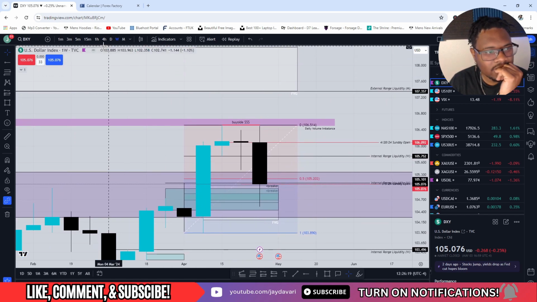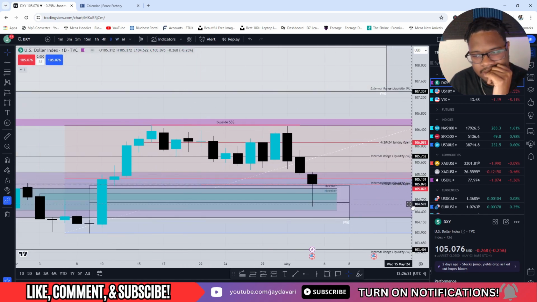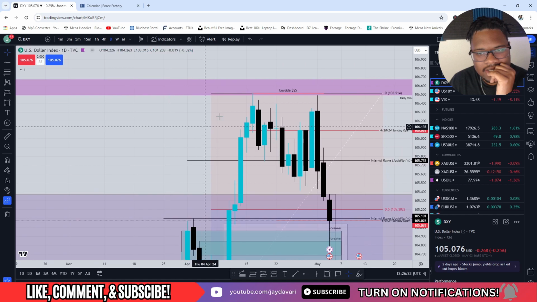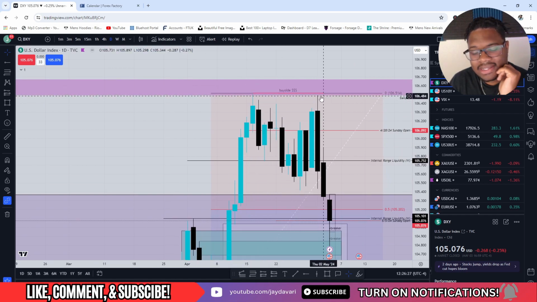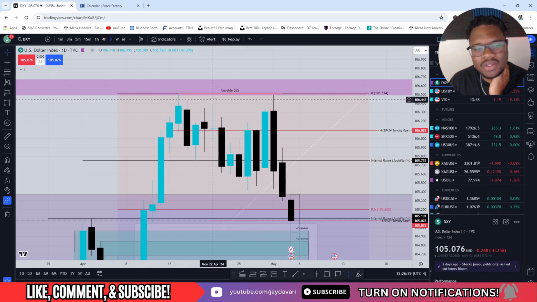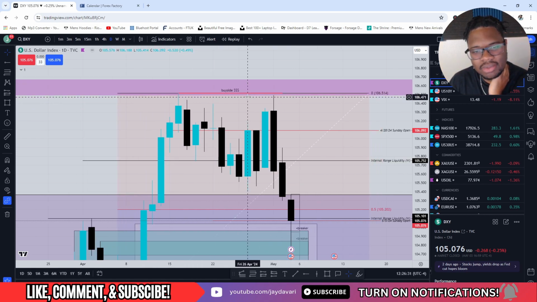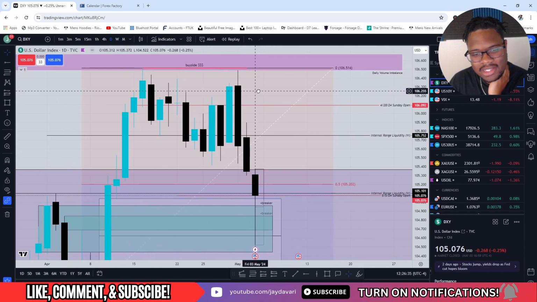Right now we're going to go down to the daily. See this relative equal highs right here? So this high and this high, that's the buy side liquidity. So this is the liquidity pool that we're anticipating to be taken out going into this week, or at least getting close to taking this out going into this week.